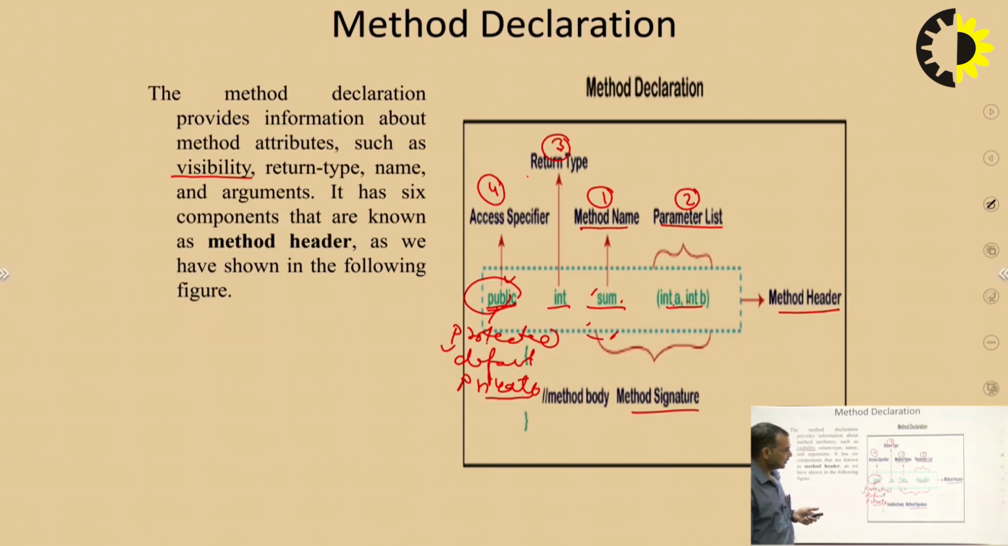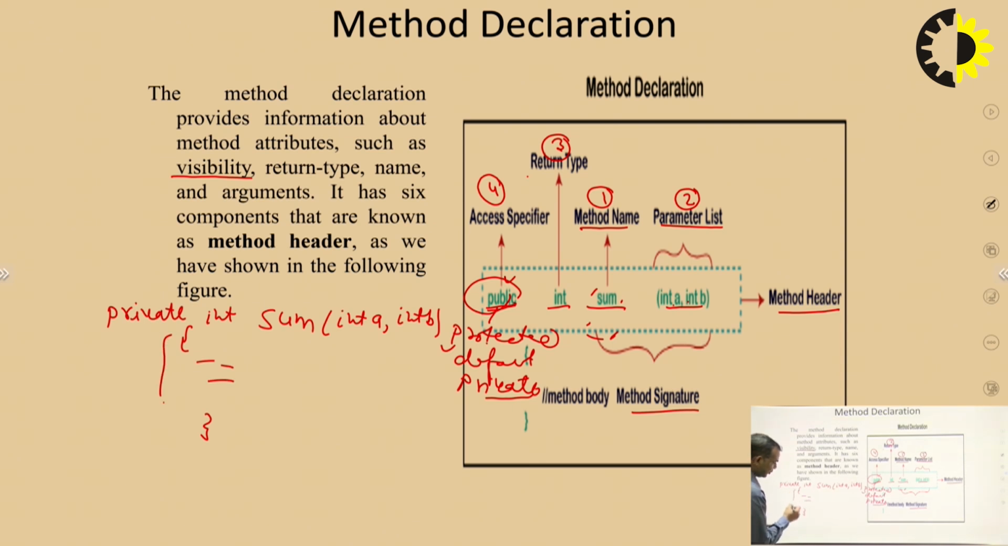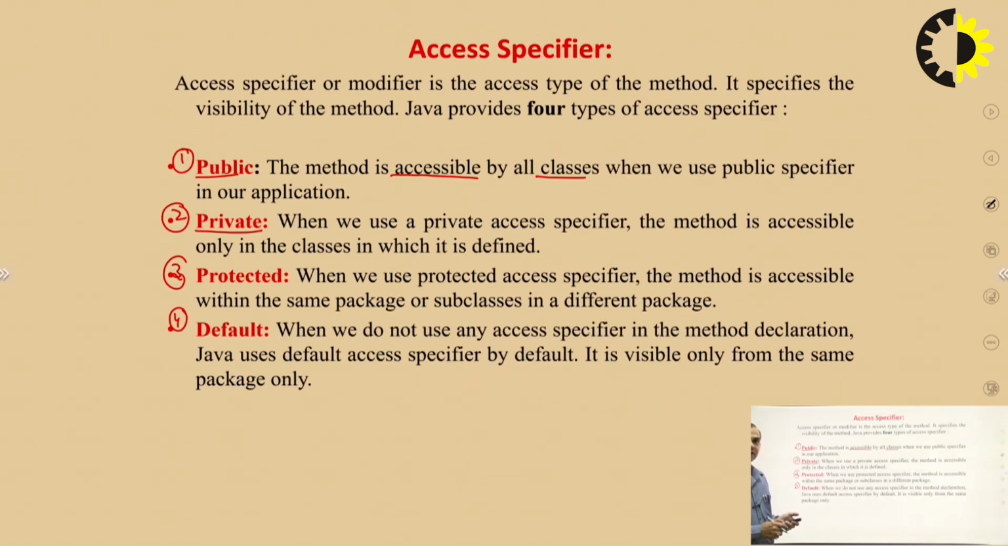Means if we declare a method here, suppose we have to declare a method with int a, int b, its return type is int, and we declare it private. So it can be executed inside the block, we cannot execute it outside the block. So when we use the access specifier private, this method is accessible only in the class in which it is defined.